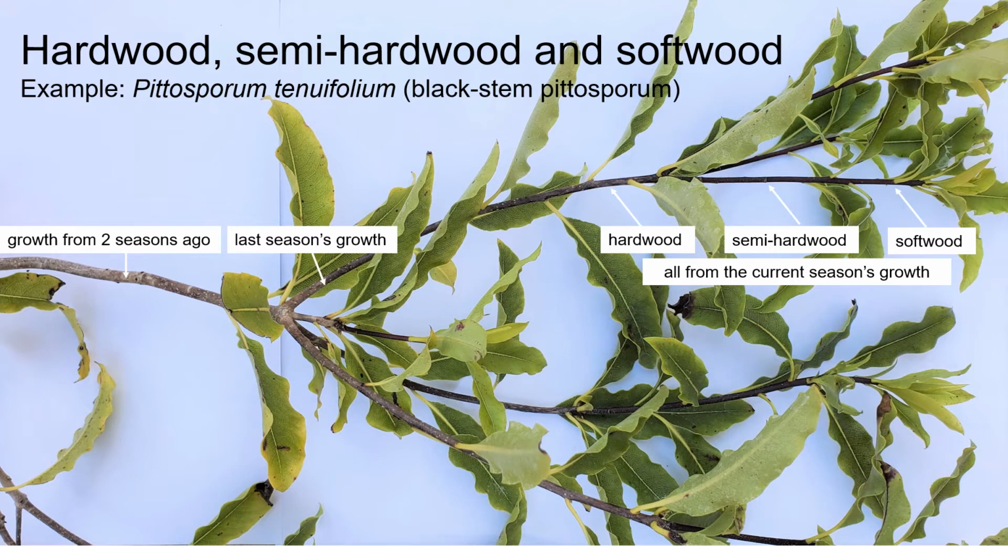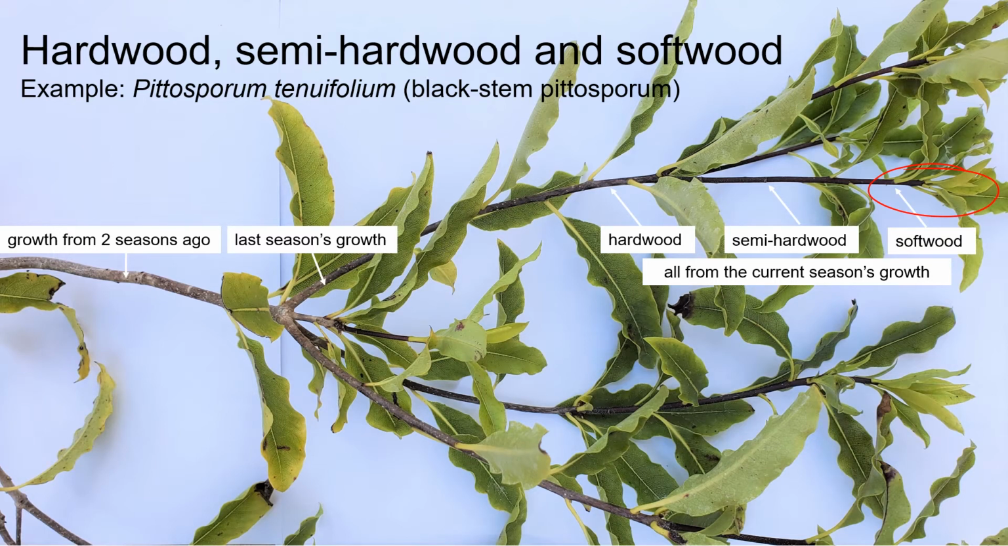The softwood is the current season's newest growth, and it's found at the ends of the stems. It's soft and sappy and usually very pliable because no bark or lignin has developed yet. Semi-hardwood stems are also from the current season's growth, but have started to develop some bark. Semi-hardwood stems are still fairly pliable, but not as pliable as softwood growth.